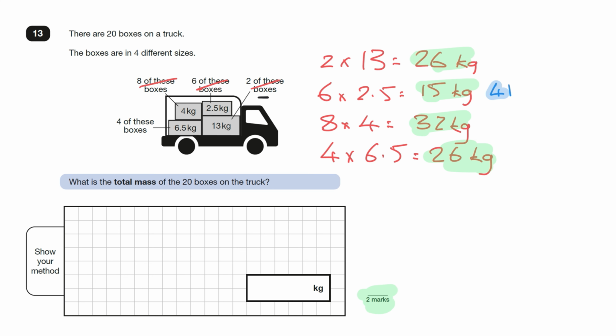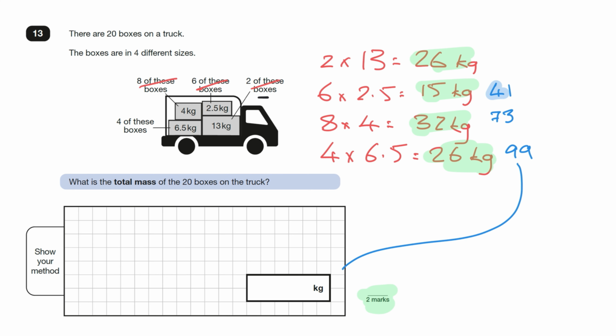Then I'd add 32 onto that, so 41 add 32. So 41 add 30 is 71. Add the 2 is 73. So I'm just adding as I go. And then I'm adding 26 on. So 73 add 20 is 93. Add the 6 is 99. So I know that I've got 99 kilograms.